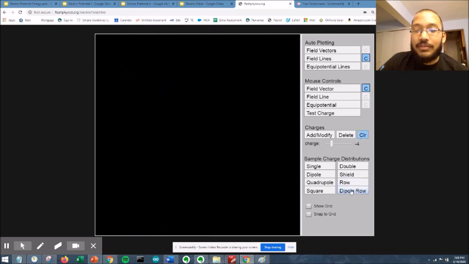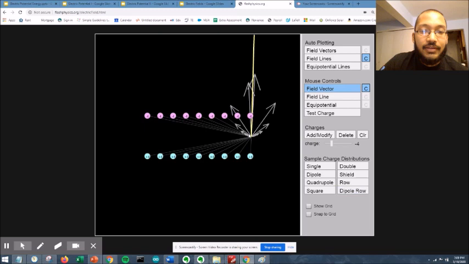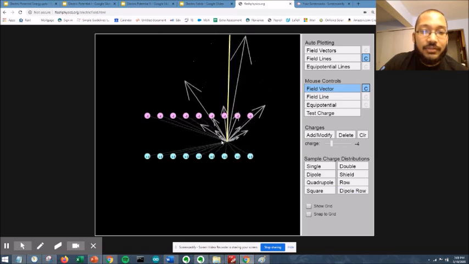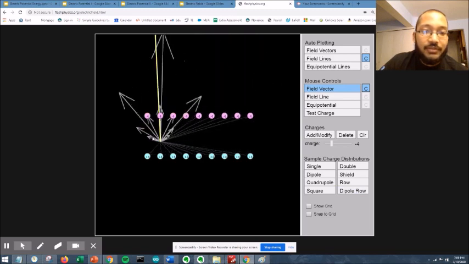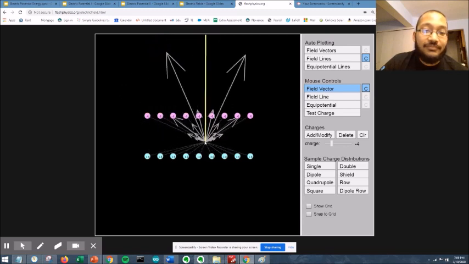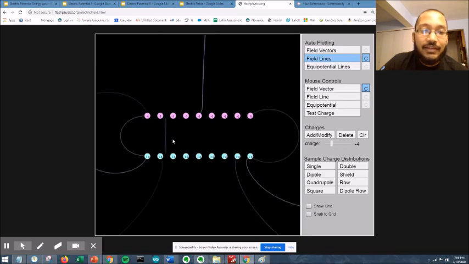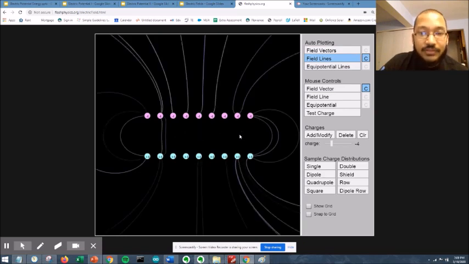And then the last one is a row of positives and a row of negatives. Where do you think the field vector points? Over here, here, and here. Take a minute. It points straight up throughout. Basically, all the horizontal components cancel out. And so if you were to look at the field lines inside, they're just straight lines.